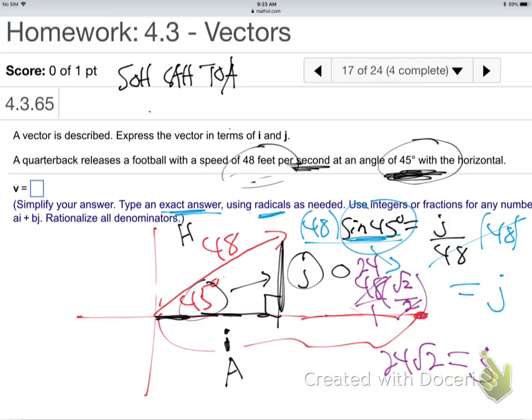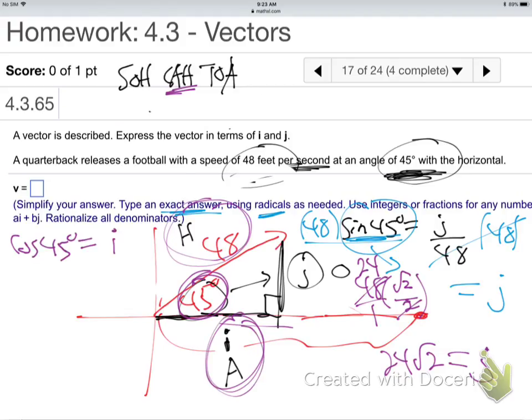Good so far. I think the I is going to be the same, isn't it? So how do we find the I? Go back to our triangle, and at the 45 degree angle, I is adjacent over hypotenuse. Adjacent over hypotenuse, that's cosine. So cosine of 45 is adjacent I over hypotenuse 48. Same thing, solve for I. Multiply both sides by 48. It cancels, so I is 48 cos 45.